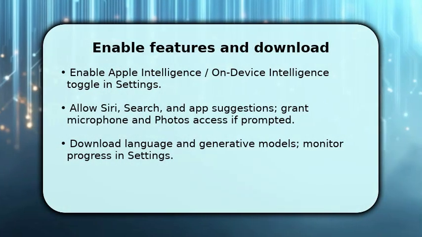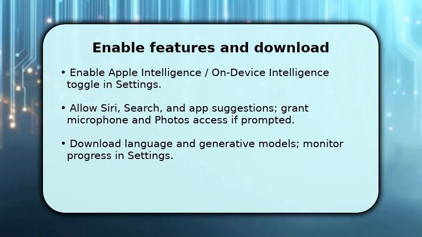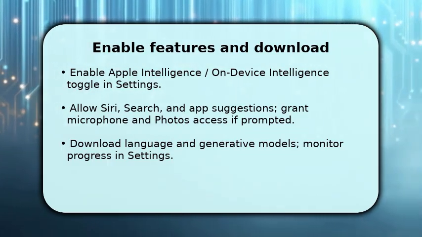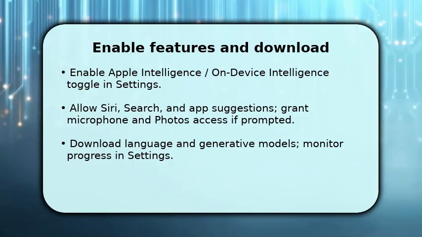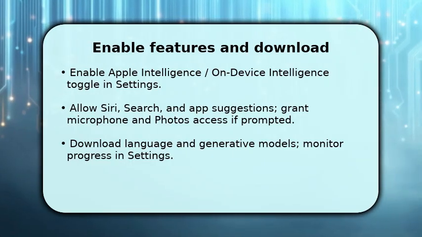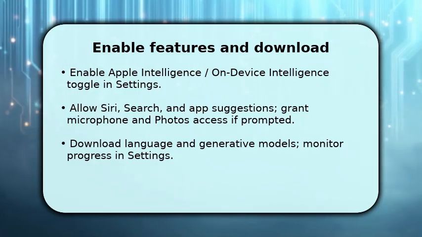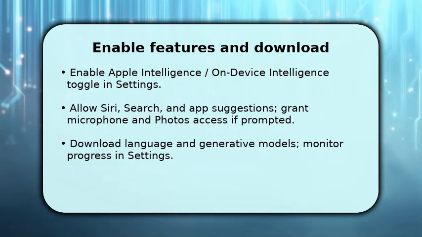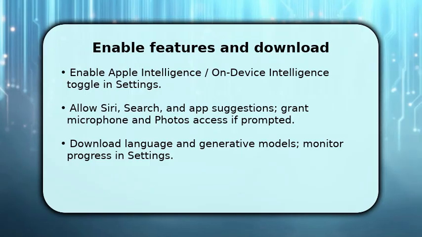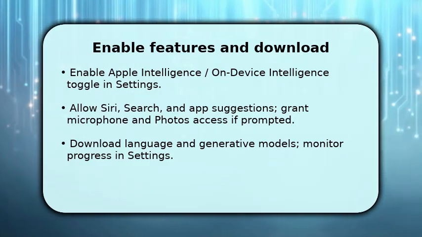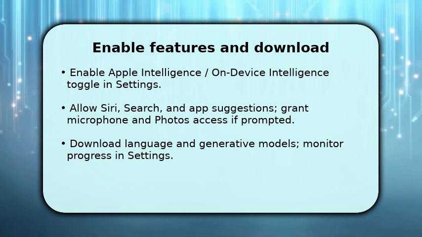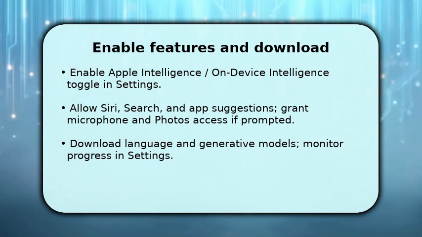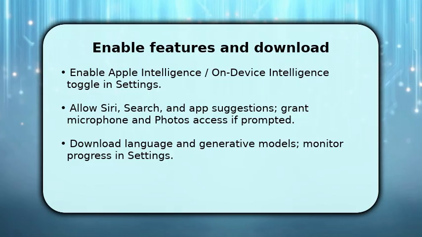Next, enable Apple Intelligence from Settings. Turn on the On-Device Intelligence or Apple Intelligence toggle and allow system prompts for Siri, search, and app suggestions. You'll also grant permissions: microphone for voice, photos for image understanding, and files for document analysis, so intelligence features can operate across apps. Then tap to download the recommended language and generative models. These can be large, so watch the progress meter. Once model downloads finish, the system will index locally stored content to provide faster, private results.